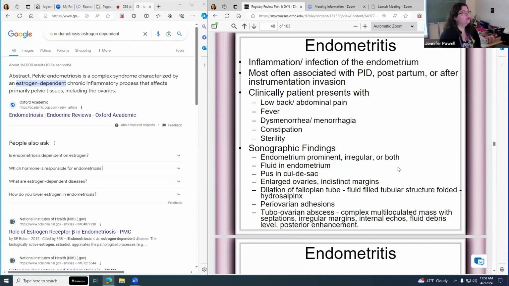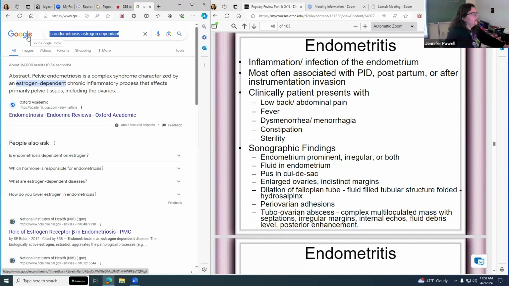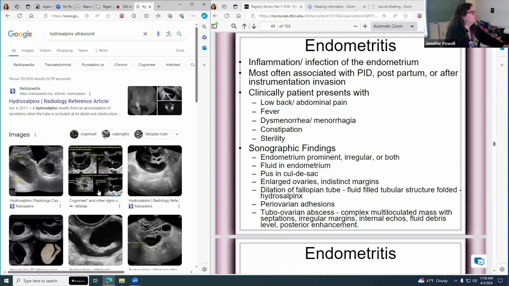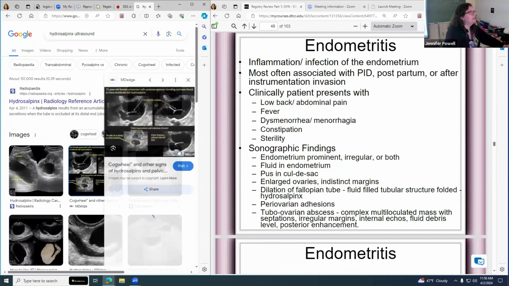They could have enlarged ovaries with indistinct margins, dilatation of the fallopian tube, a fluid-filled tubular structure folded onto itself, and that is known as hydrosalpinx. That has a distinct look as well and can be very, very painful for the patient. Going in with a transvaginal probe can be really very painful.